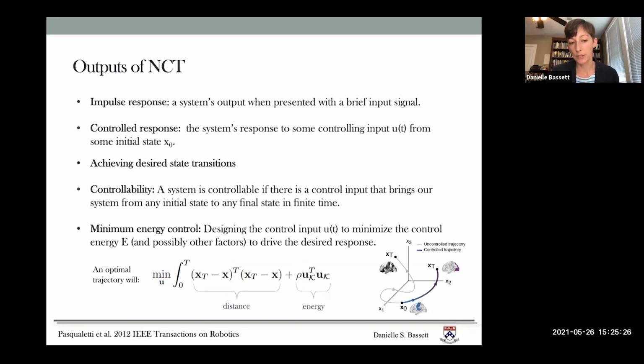And then the final output is the minimal energy control. So here what you want to do is to design the control input U to minimize the control energy and possibly other factors to drive the desired response. Why do you want to minimize the control energy? Well, because particularly for biological systems, they have an energy minimization constraint. They don't want to exert more energy than they need to. So if we're studying intrinsic capacities, energy minimization is useful and biologically plausible. But also, if we are using this approach to guide stimulation, we don't want to have too much control energy injected into the tissue because that heats the tissue and can cause damage. So those are 2 reasons that we want to minimize the control energy.